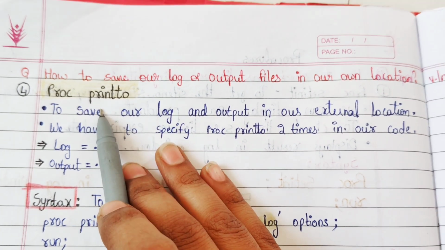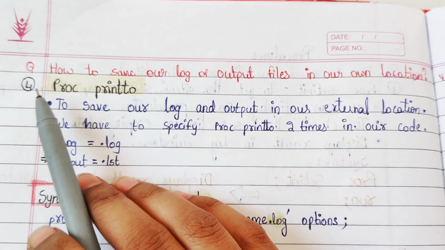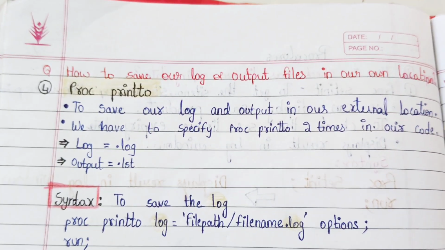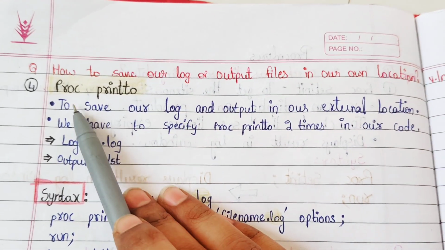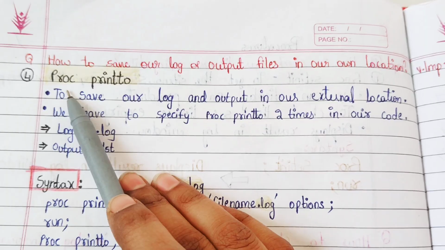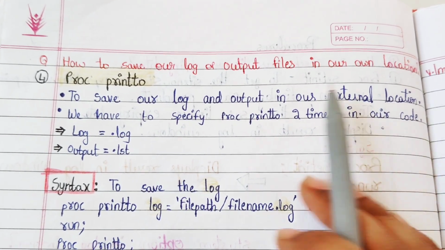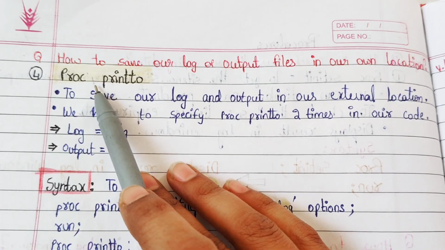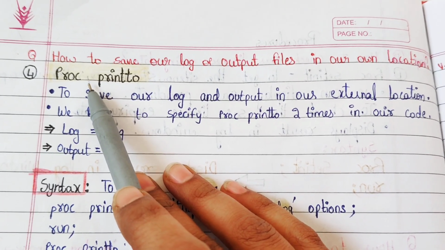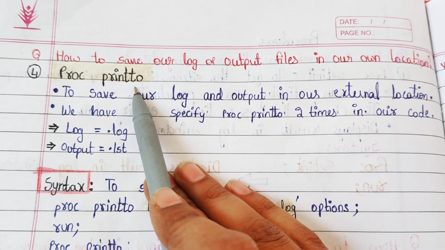Next procedure is proc printto procedure. This is our fourth procedure. Till now, what procedures have we learned? Proc set init, proc options, proc delete. Three procedures we have learned, right? Now, this is the fourth procedure which I am going to explain today, that is nothing but proc printto procedure.